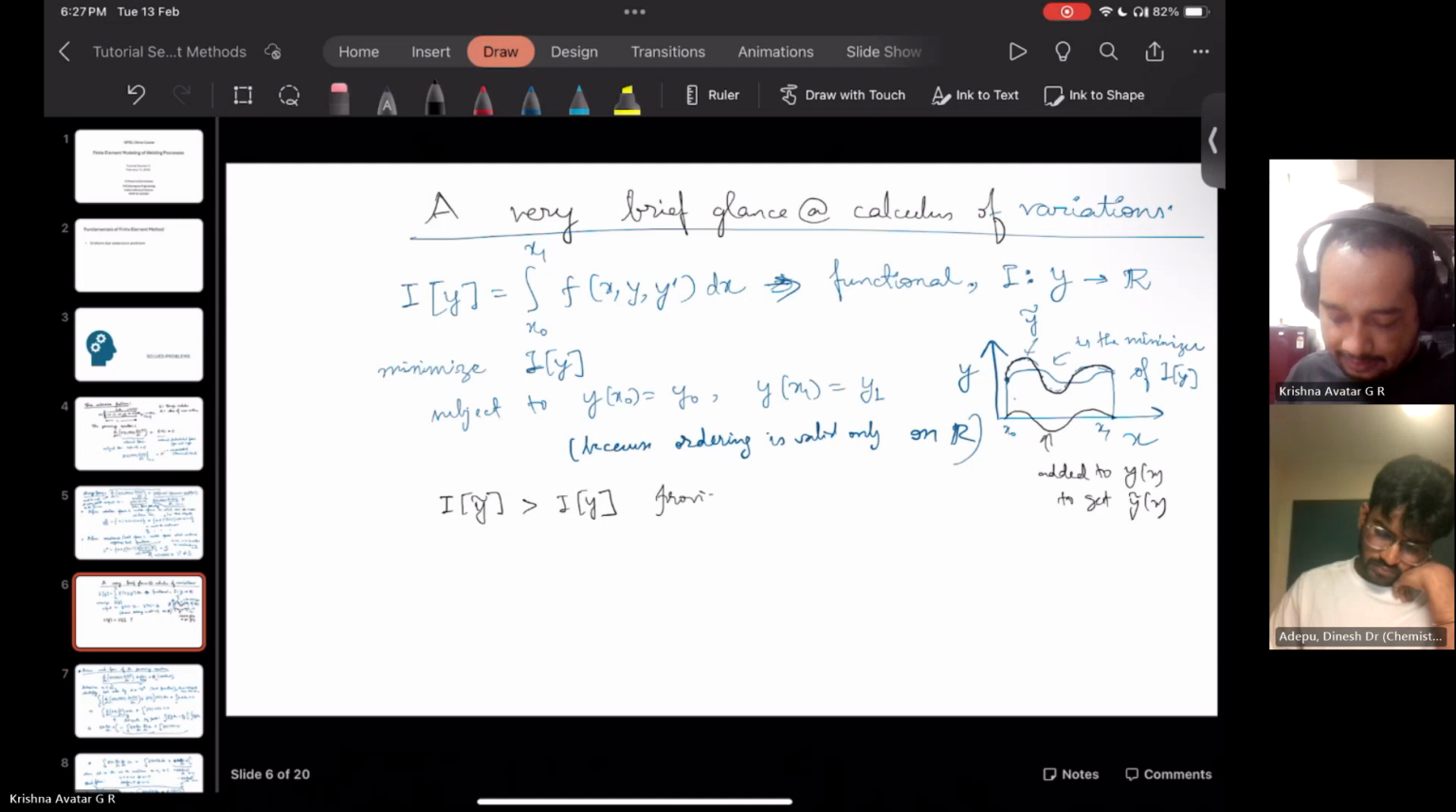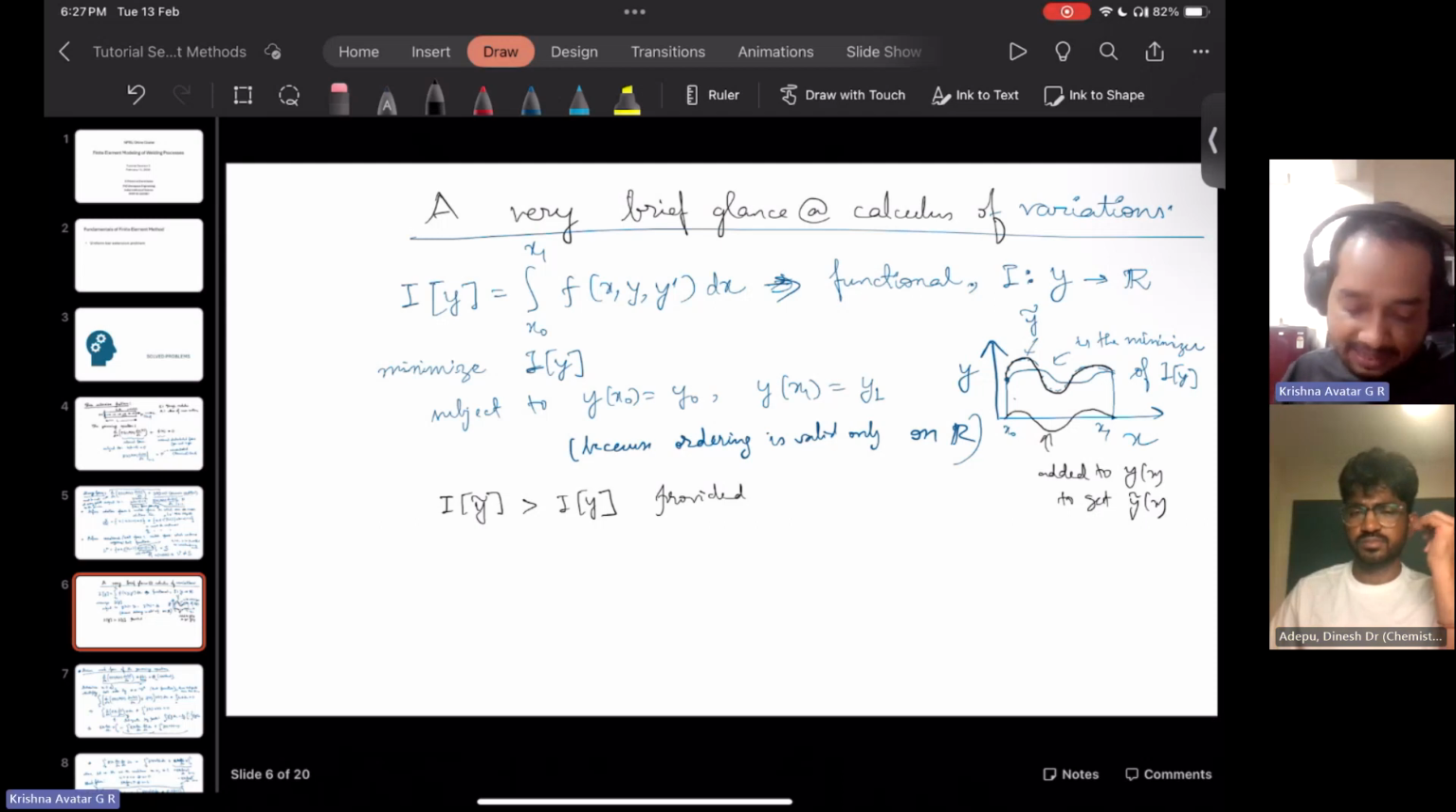Provided, greater or lesser? No, it can be anything. No, the thing is, we are explicitly saying that we are minimizing this.